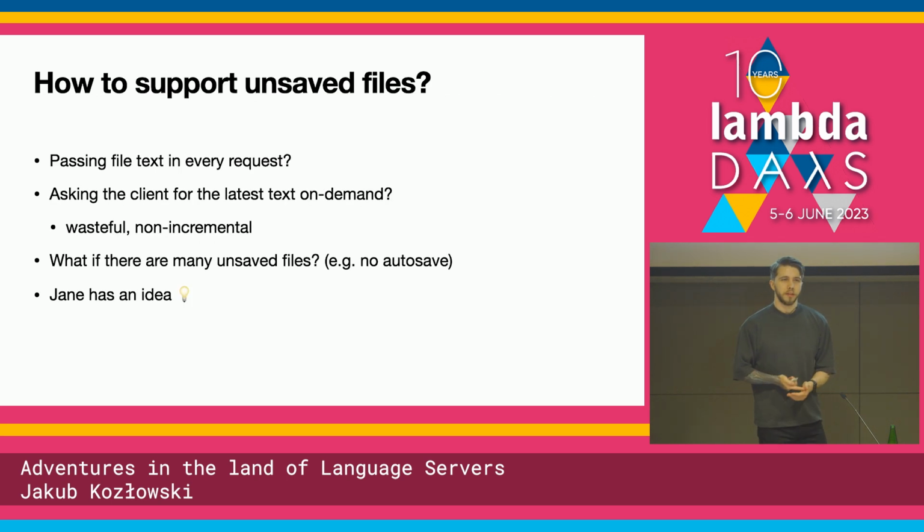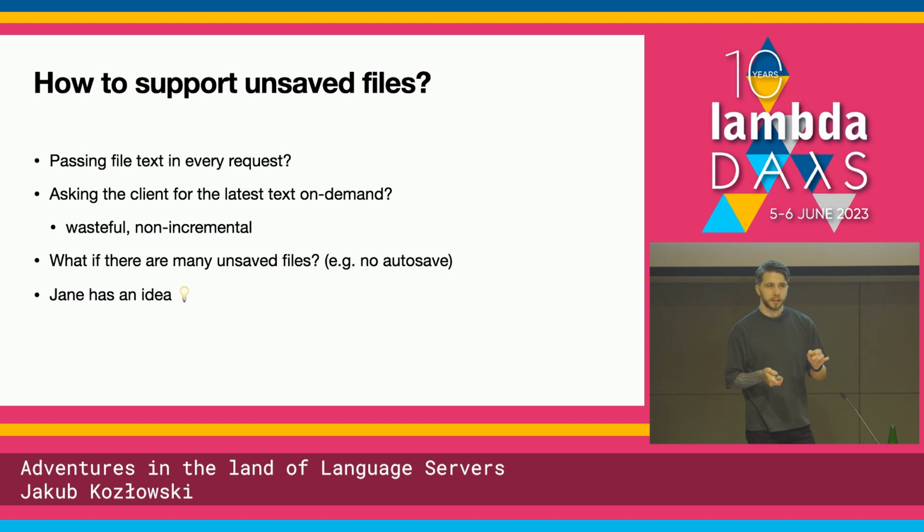How do we do that? Well, there are many ways, again. We could pass the file text in every request, which is going to be very wasteful and non-incremental. You cannot easily compare what changed between two requests to your server. We could ask the client, so in this new language frontend protocol, the server could, when it wants to do completions on the file, ask, hey, have you made any changes to this file? The client could respond, but this is again wasteful and non-incremental.